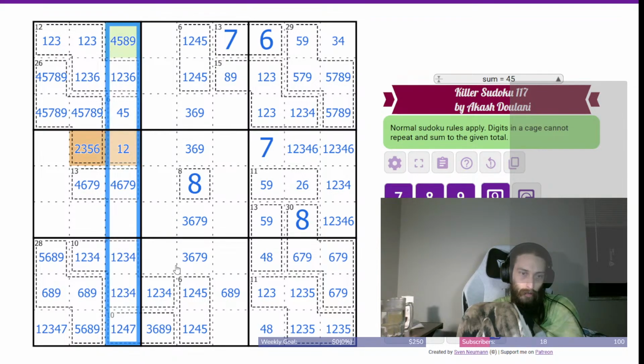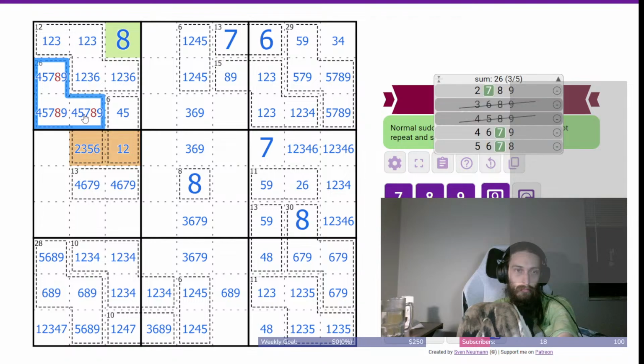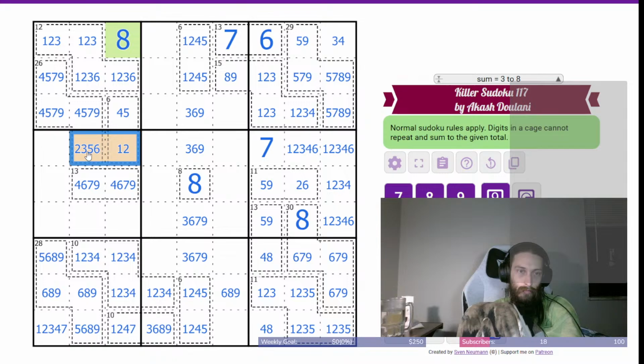Where's 8 in this column? Well, there's a virtual 4, 5. No, there's not. Never mind. Where's 8 in this column? It can't be here. And it can't be either of those two, there, or there. This is suddenly an 8. Okay, then those two sum. The orange sums to 7.